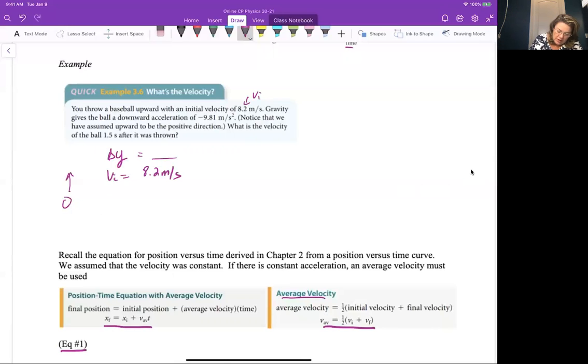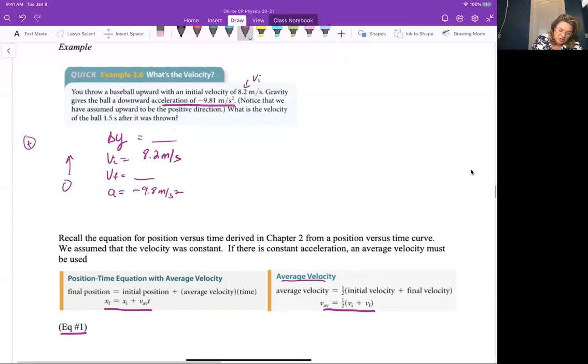I'm going to list all of them. I don't know the final velocity; they didn't give it to me. They gave me the acceleration, so I know that acceleration is negative 9.8 meters per second squared, and I notice that the positive direction is upwards. They gave me time, 1.5 seconds. Now, what do they want to know? What's the velocity of the ball after 1.5 seconds? That's the final velocity at 1.5 seconds. So this is the question mark, the one I'm looking for.